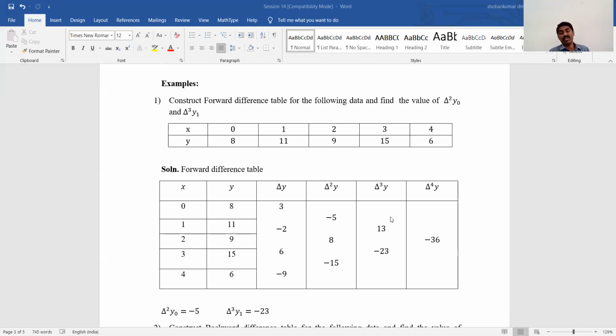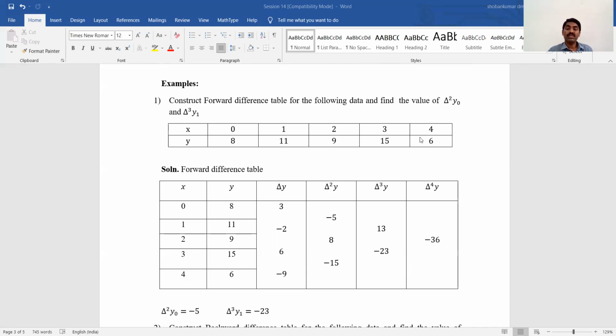And again, the next forward difference. 8 minus of minus 5 is 8 plus 5, that is 13. Minus 15 minus 8 is minus 23. These are the third forward differences. Here delta 3 y0 is 13, delta 3 y1 is minus 23. And the fourth forward difference is minus 23 minus 13, which is minus 36. This is delta 4 y0.